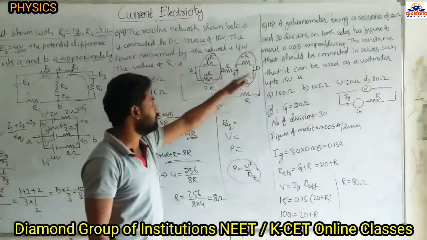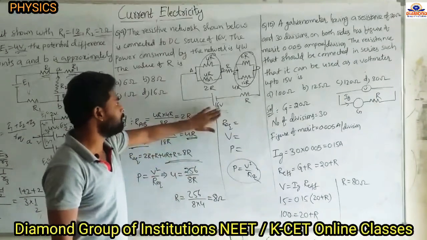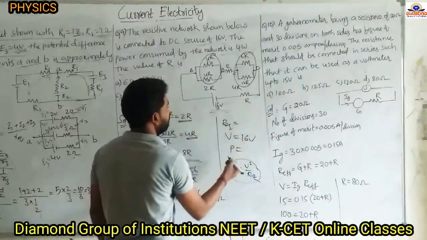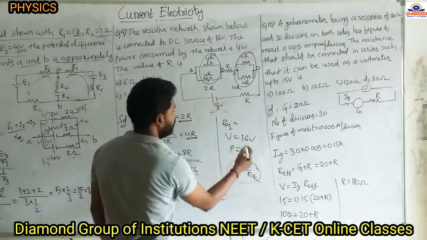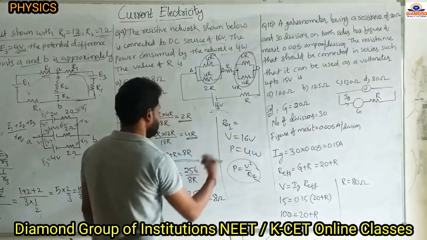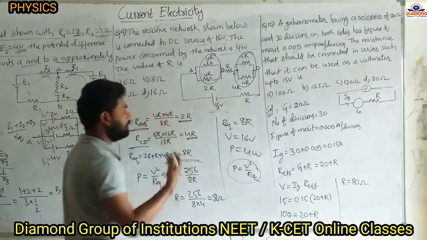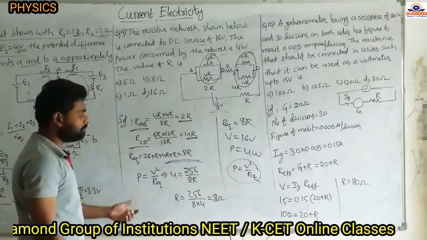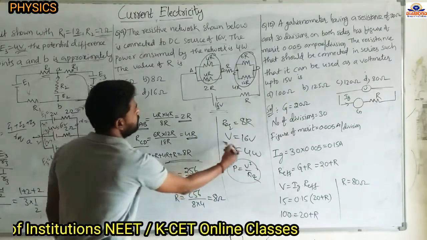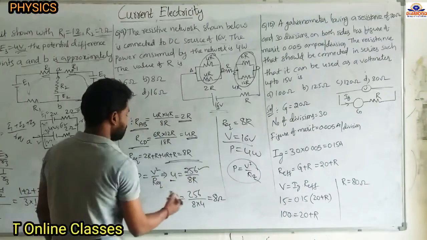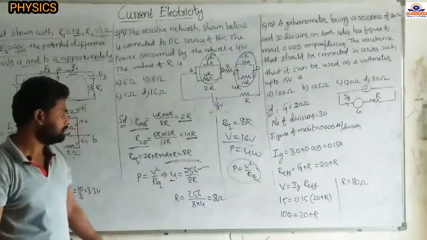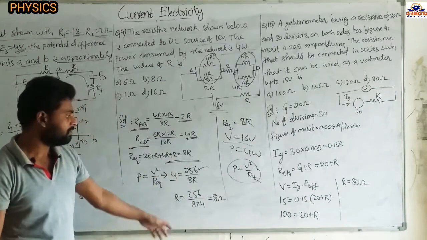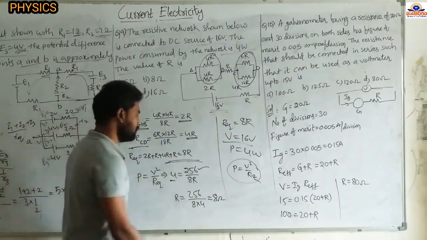So in this circuit we got total resistance 8R, and the supplying voltage is 16 volt. Power consumed is also given, 4 watts. Now use the formula P equals V squared by R equivalent. P is 4, V is 16, 16 squared means 256, by R equivalent, 8R. So R equals 256 by 8 into 4. Simplify this one, we will get 8 ohm as the right answer.